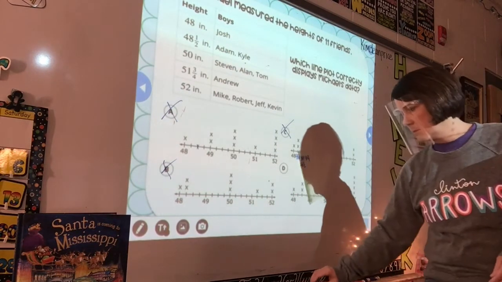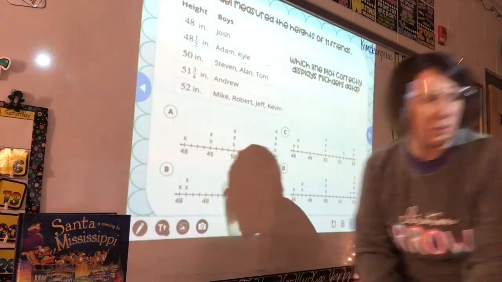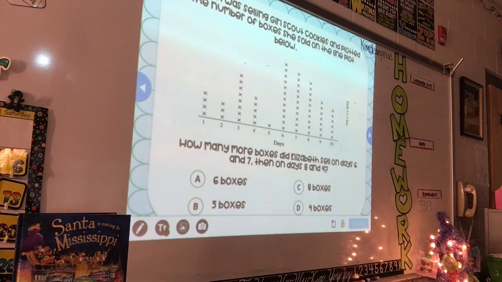Okay? A lot of you stopped at A and chose A just because it had 1 X on 48. You can't do that. You got to look at all of them. Alright, so this is kind of like what we did yesterday. Elizabeth was selling Girl Scout cookies and plotted the number of boxes she sold on the line plot below. How many more boxes did Elizabeth sell on days 6 and 7 than days 8 and 9?